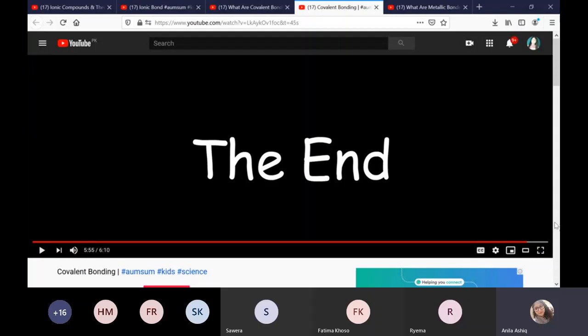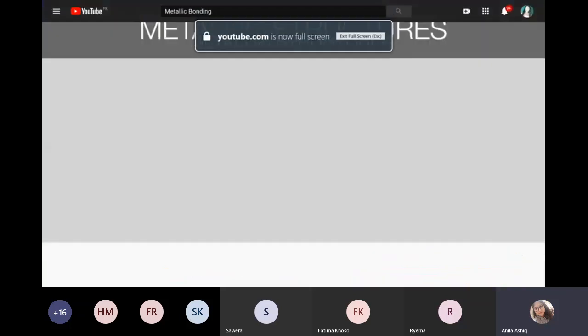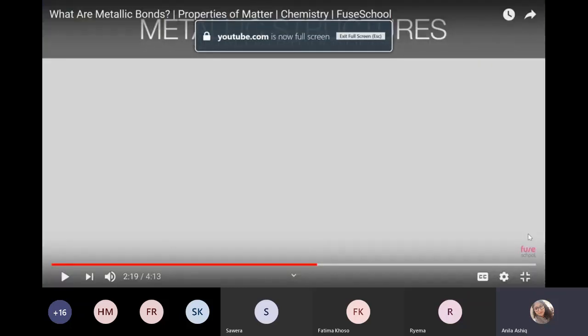All right, yes. So the last one, very quickly, 2 minutes more. That is the metallic bonding. Can you see the next screen? Is it visible to you all? What's written on that? Just to know that you can see that.